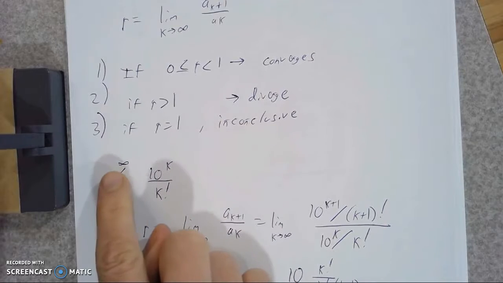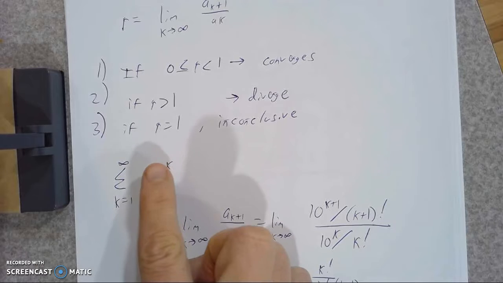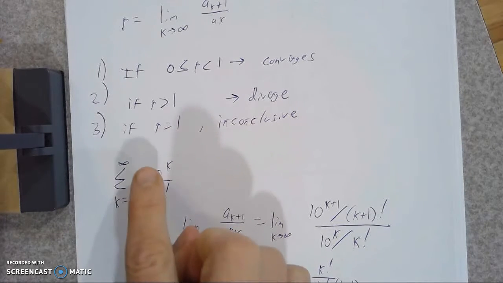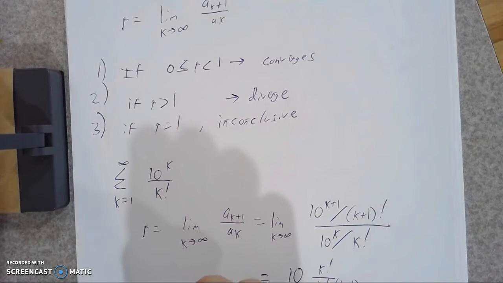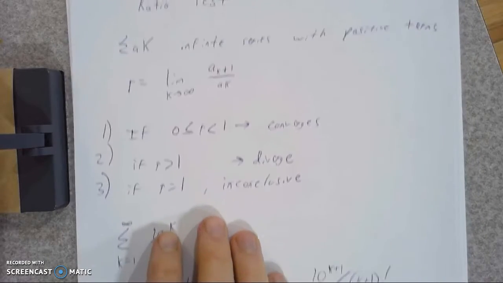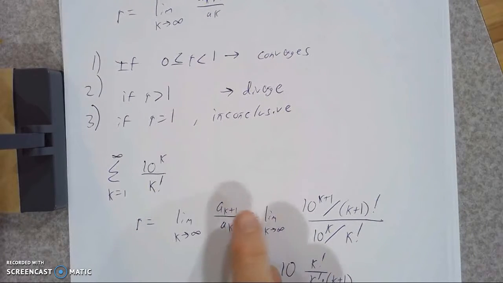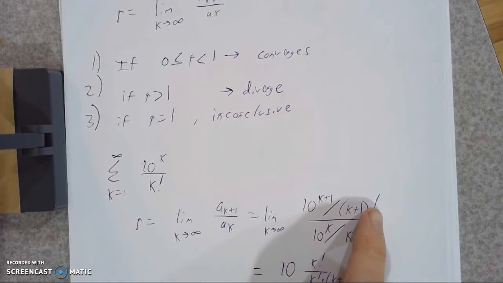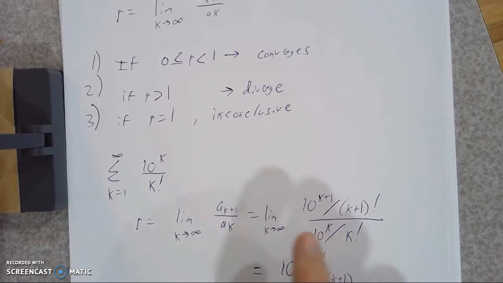So let's use this test on the series sum from k equals 1 to infinity of 10 to the k over k factorial. Now, note, we actually could do this in other ways, but we're going to continue just to use this as an example for our ratio test. So our ratio here, if you use the k plus 1 term over the k term, is 10 to the k plus 1 over (k plus 1) factorial, and 10 to the k over k factorial.